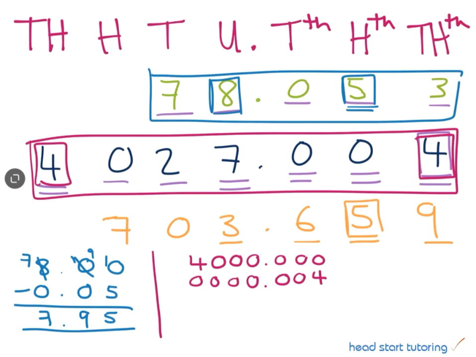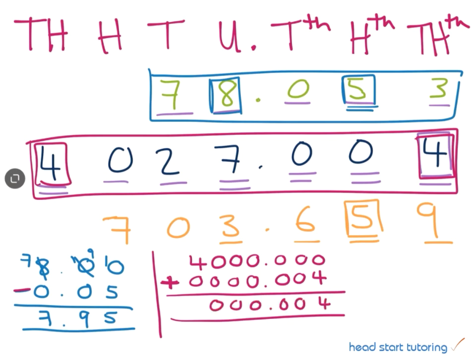Right, so what did I say? Should we find the sum of these two numbers? If we were to find the sum of the value of the 4 on the left and the value of the 4 on the right, then we add together, because sum means addition and difference means subtraction. Now it's quite simple because we don't need to borrow, and we end up with 4,000.004. So the sum of the value of the 4 on the left and the value of the 4 on the right is equal to 4,000.004.